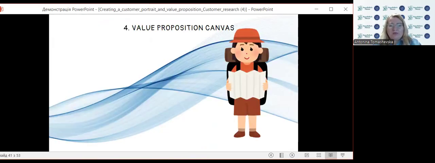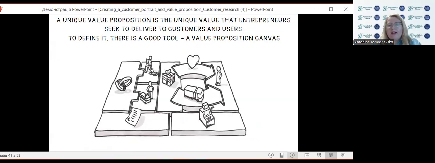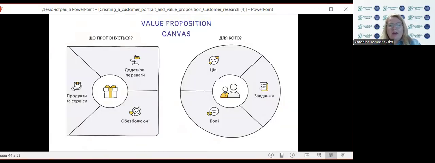Question 4. So, having created a customer portrait, we move on to creating a value proposition canvas. A unique value proposition is the unique value that entrepreneurs seek to deliver to customers and users. To define it, there is a good tool, the value proposition canvas. The value proposition canvas consists of 6 segments and 2 blocks.